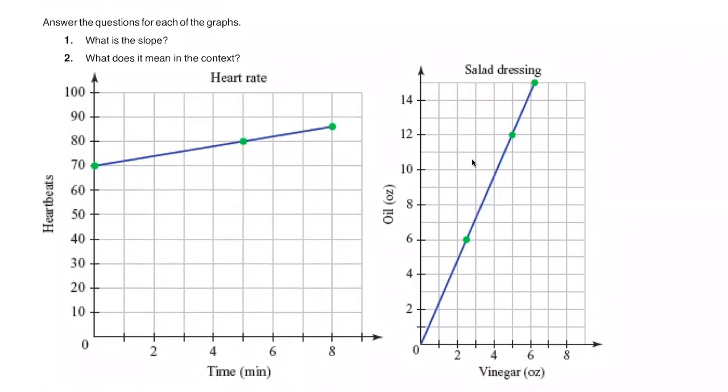Module 3 information relating quantities and talking about what the slope means in context in two different examples. So on the left we have a graph that's talking about heart rate, and the input is time and the output is heartbeats. Slope is the output over the inputs.